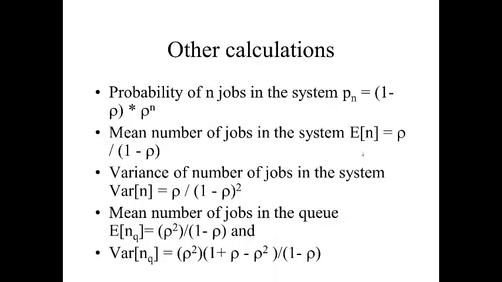Other calculations: you can determine the probability of n jobs in the system, and that's P sub n is equal to 1 minus rho times rho raised to the n. Mean number of jobs in the system is rho divided by 1 minus rho. Variance is equal to rho divided by 1 minus rho squared. Mean number of jobs in the queue, so these are jobs that are waiting to be processed, is rho squared divided by 1 minus rho, and the variance of the number of jobs in the queue is rho squared times 1 plus rho minus rho squared, divided by 1 minus rho.